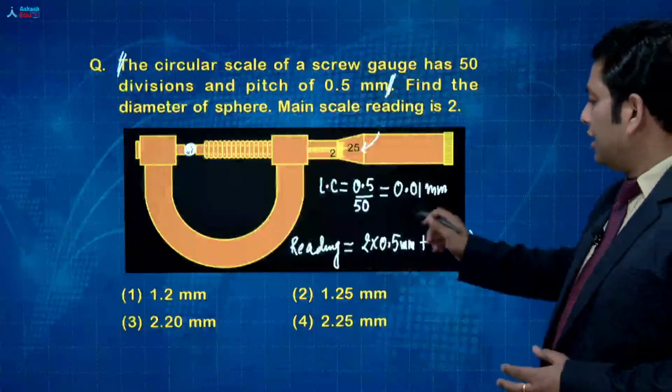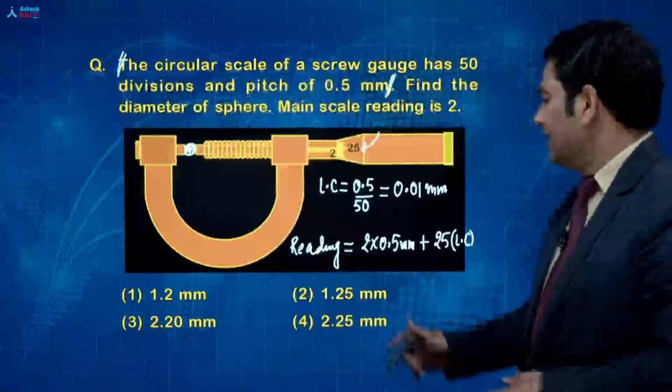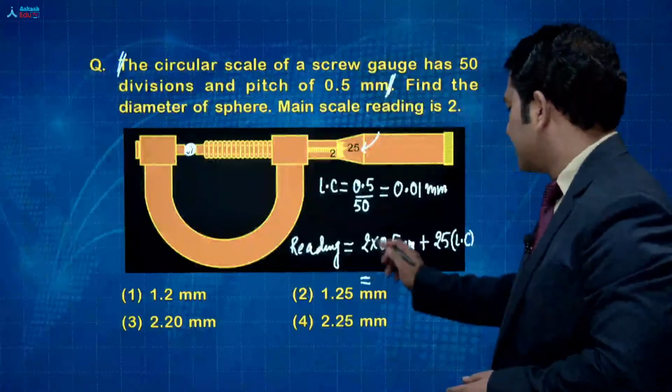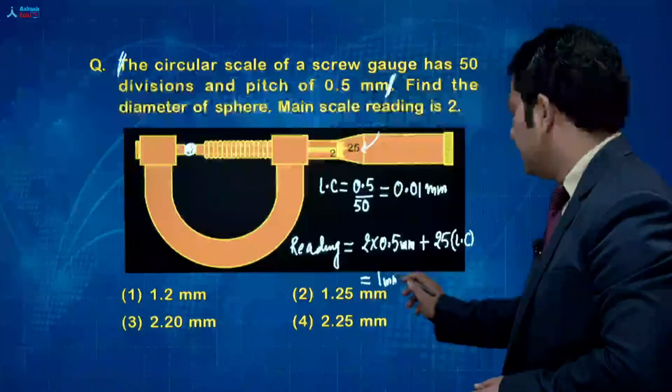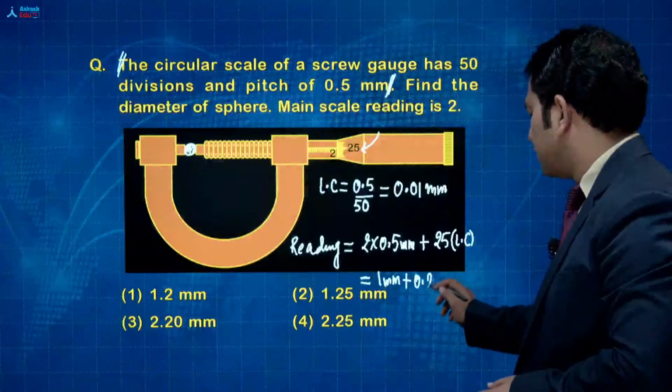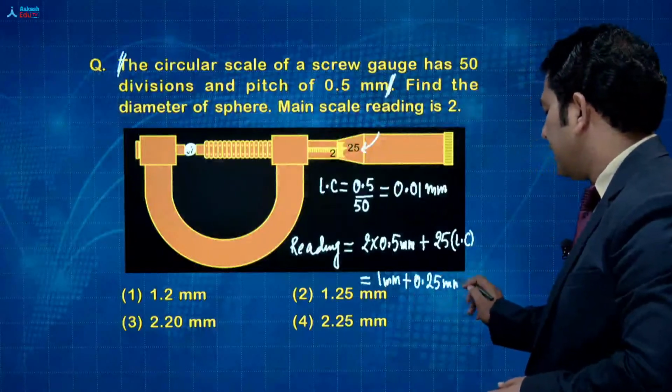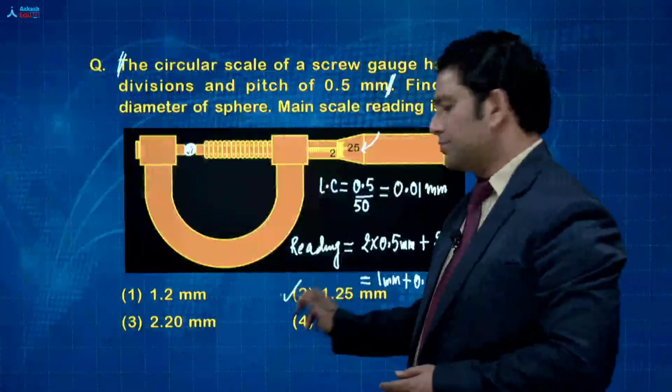How much is that? Oh, here it's 0.01 millimeter. So let's do this. This is going to be 1 millimeter plus 0.25 millimeter, and how much would be the reading? Option number 2, right?